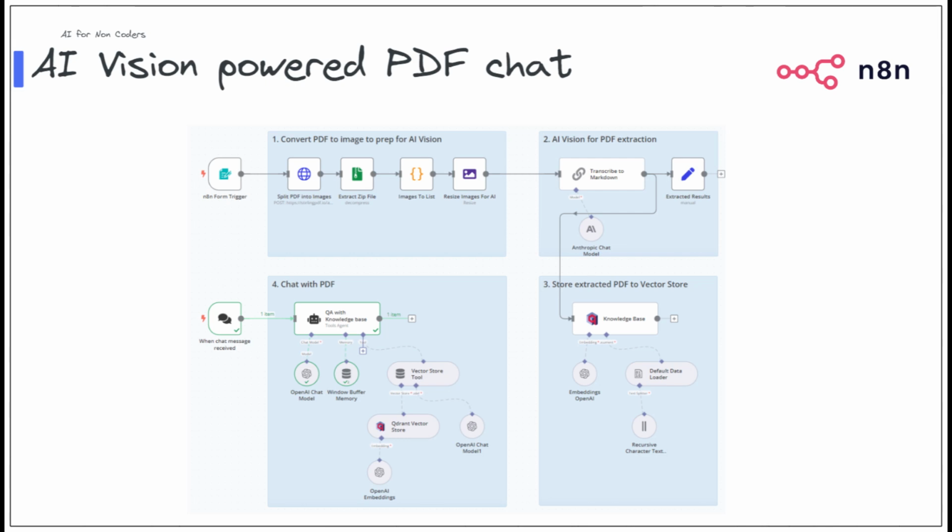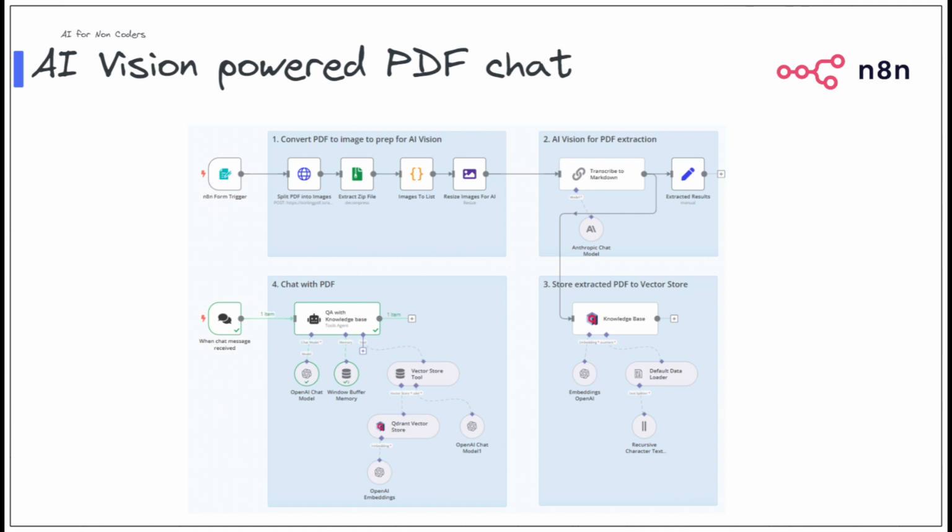In this video, we're going to build a full end-to-end AI vision-powered PDF chat application using the awesome low-code automation tool called n8n. This AI automation takes a complex PDF with tables and diagrams and uses an exciting new AI ability called AI Vision to extract that data to a vector store with ultra-high data quality, much higher quality than traditional methods of PDF text extraction. We'll then build a chat interface to gain insights from that PDF information.